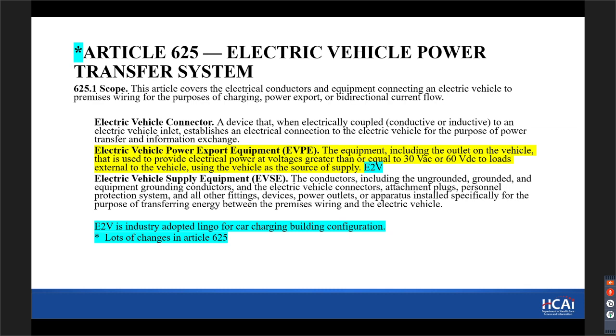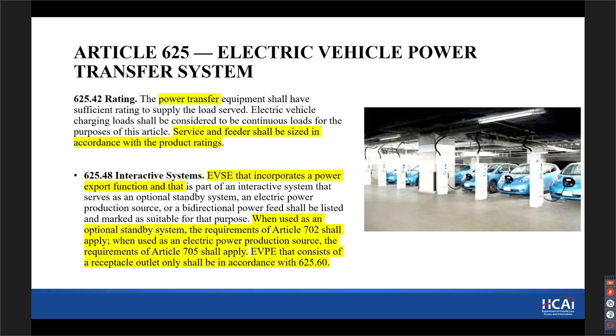Article 625 starts to talk about electric vehicle power export. This EV2 concept is essentially where these electric cars can be used as mobile batteries. So we'll see this electric vehicle power export equipment, including the outlet of the vehicle that is used to provide electric power at voltage greater than or equal to 30 volts, using the vehicle as a source of supply. So this is new technology, and the code is evolving to address that.